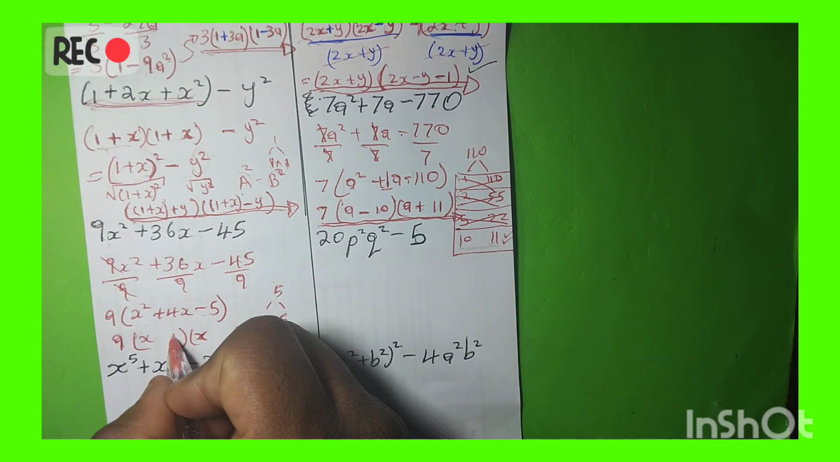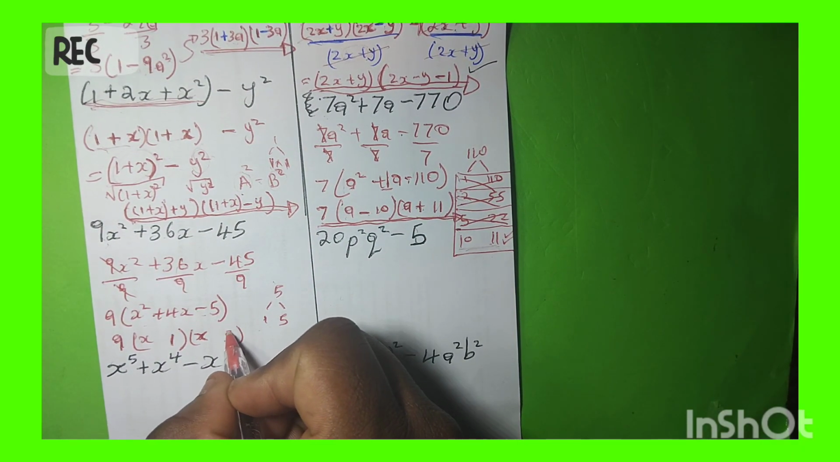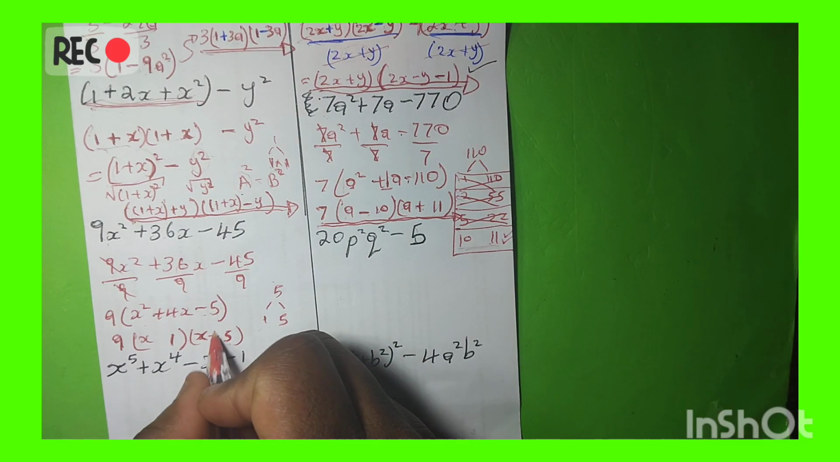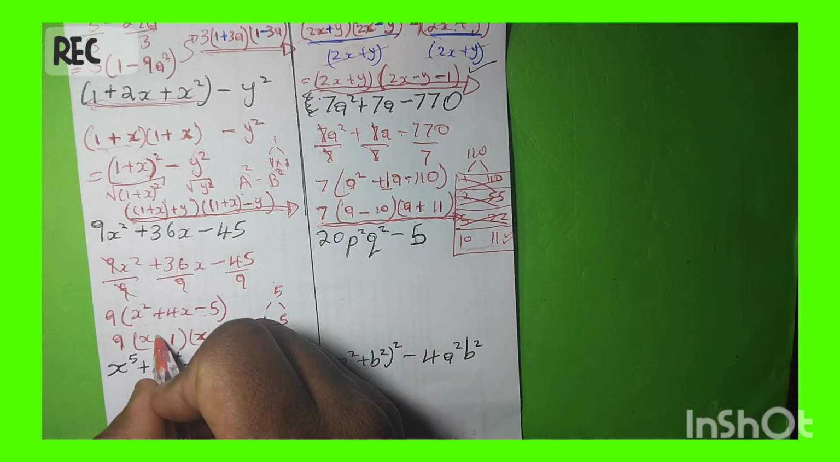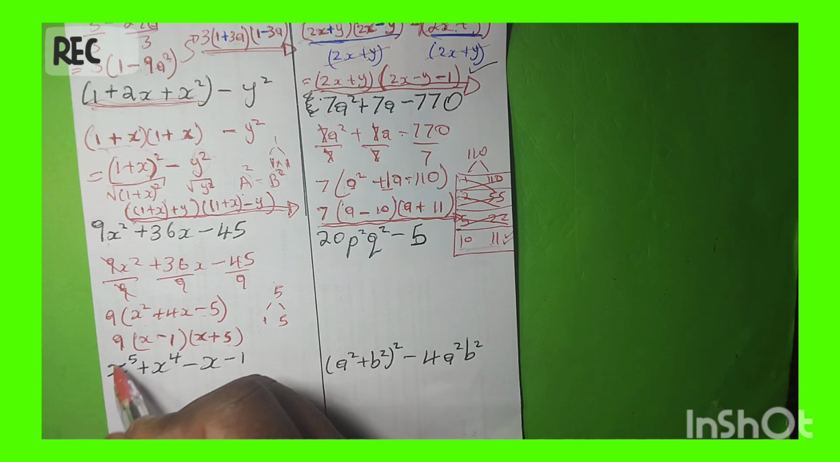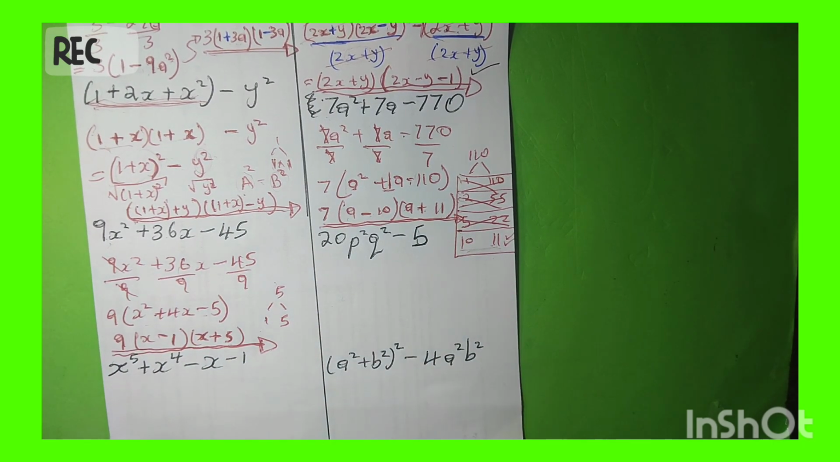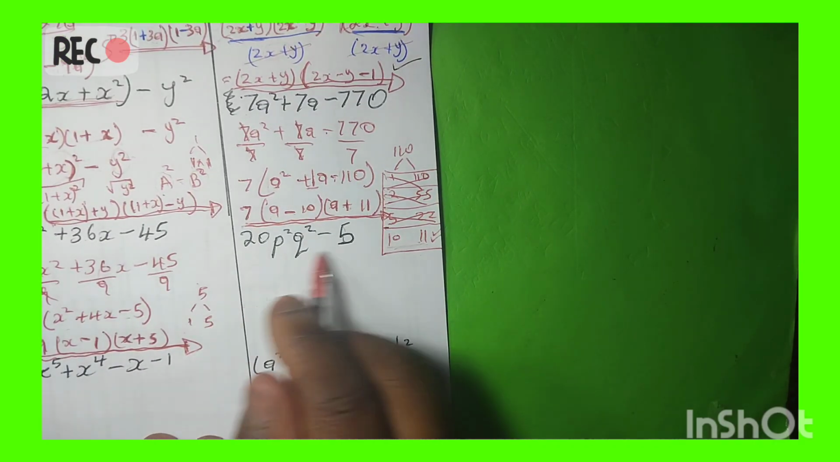You write them here. Then you say bigger factor takes the sign of the middle term. When you see negative, they will have different signs, which is this one. It's your final answer as a question. Do you see? Yeah.